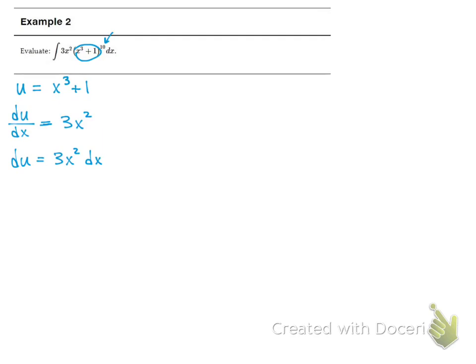Now if you look at my original integral, you can see I have this 3x squared here, and I have this dx here. So I can replace all of that with du, because I just said that du equaled 3x squared times dx. So that will work out perfectly. So now let's make my substitutions.